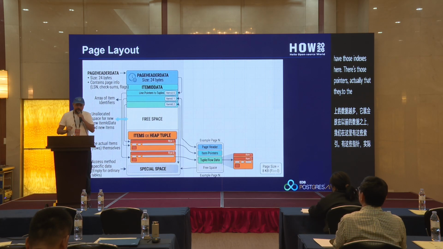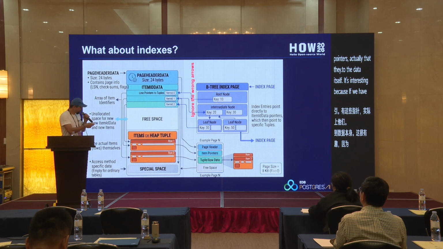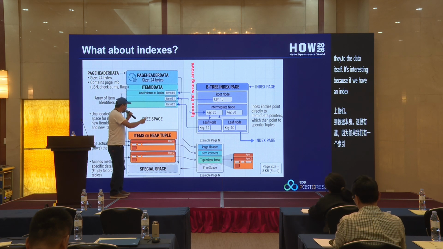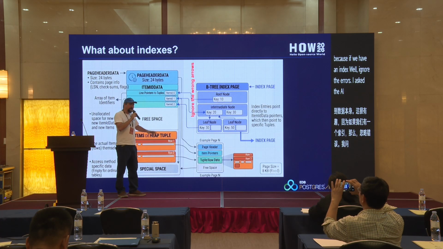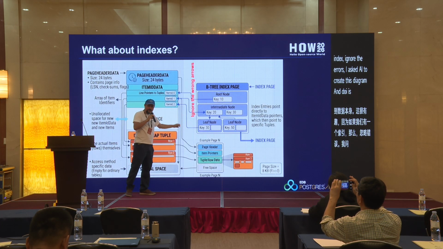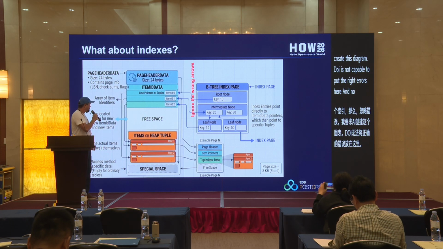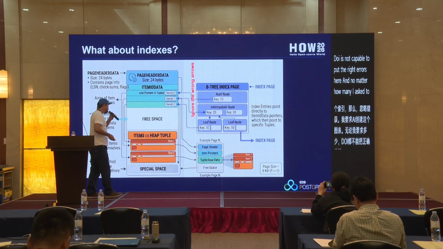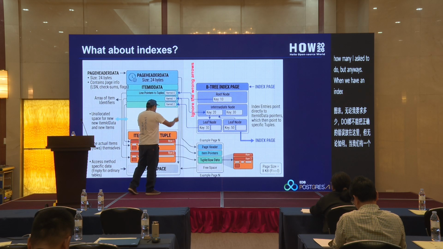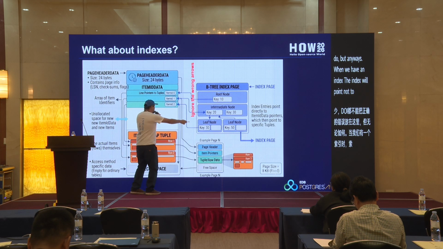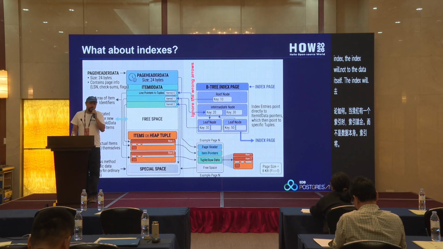It's interesting because if we have an index, well, ignore the arrows. I asked the AI to create this diagram, and the AI is not capable of putting the right arrows here, no matter how many times I asked. But anyways, when we have an index, the index will not point to the data itself. The index will point to the pointer here.